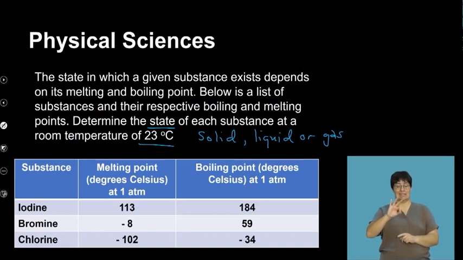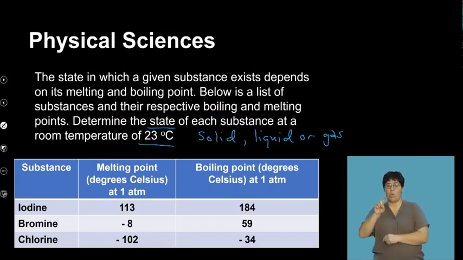Now, we can think of this as our standard condition. We're saying that these substances are given at a temperature of 23 degrees Celsius. Now we have iodine, bromine, and chlorine. The melting point of iodine is 113 degrees Celsius at an atmospheric pressure of 1 atmosphere. The very same substance boils at 184 degrees Celsius at 1 atmosphere.